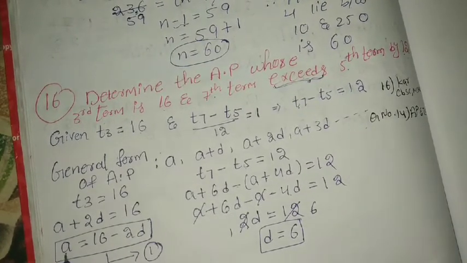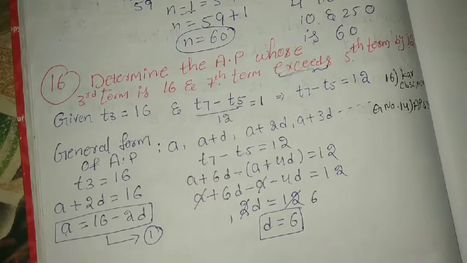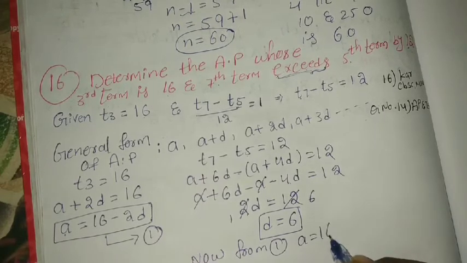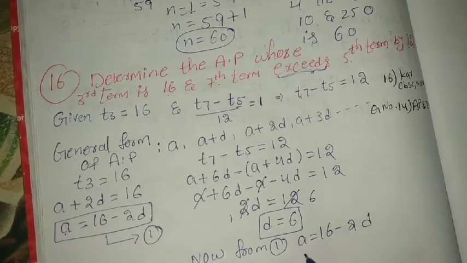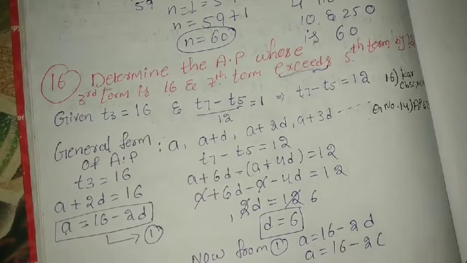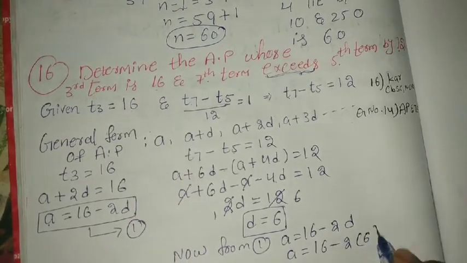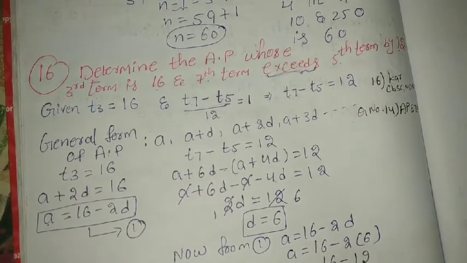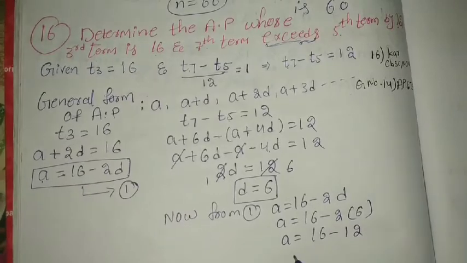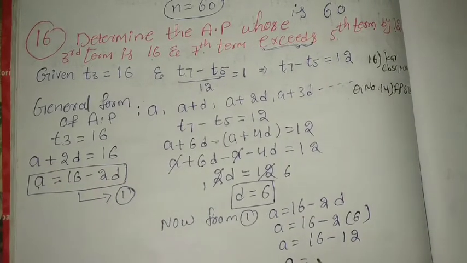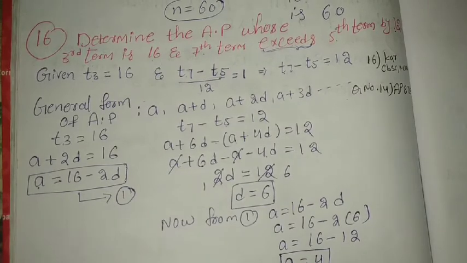Now what do we need? We need the first term. What is the first term here? Now from equation 1, a is equal to 16 minus 2d. a is equal to 16 minus 2 into, what is d here? d is 6. a is equal to 16 minus 2 sixes are 12. What is 16 minus 12? a is equal to what? 4.